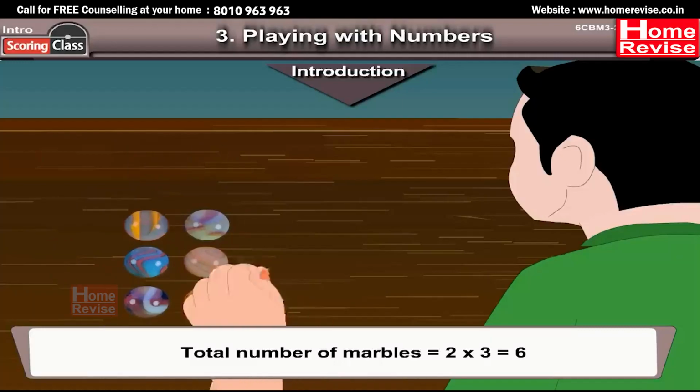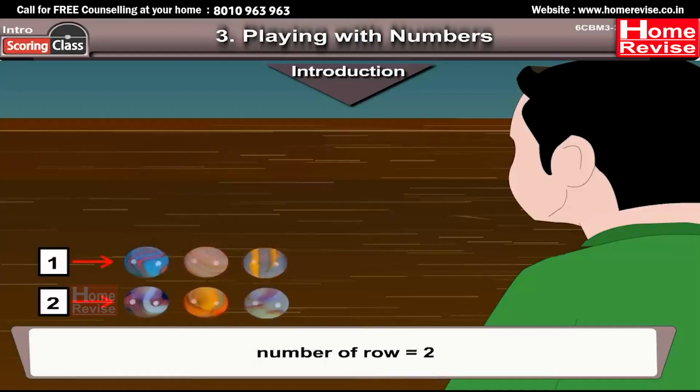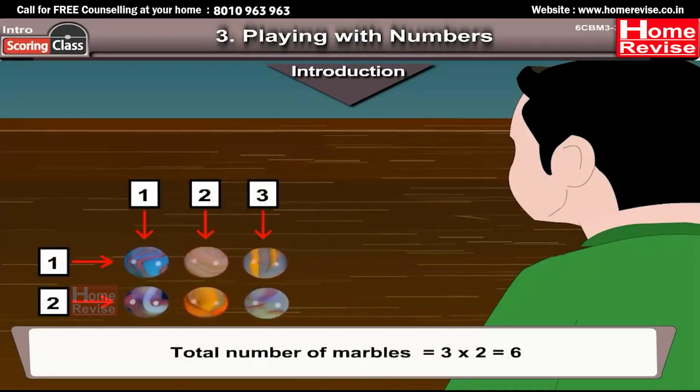Number 3. 3 marbles in each row. So the number of rows would be 2. And the total number of marbles is equal to 3 into 2, that is 6.